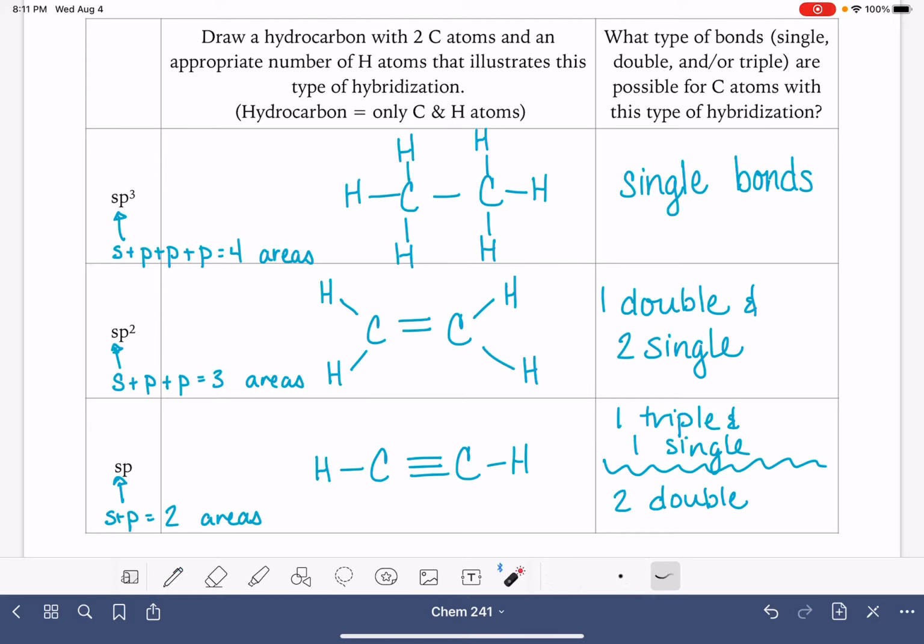We're not showing that here. It's not possible to do that with carbons and hydrogens, but here is an example of an sp hybrid carbon that has 2 double bonds.